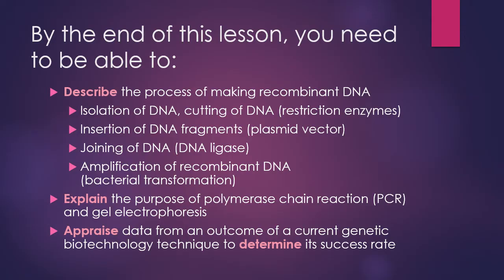So in this lesson, we're going to describe the process of making recombinant DNA. This is a higher level dot point than the previous lesson because it wants you to actually describe the process. So we're going to talk about restriction enzymes, plasmid vectors, and DNA ligase to do these processes, and then how bacterial transformation works. You need to explain the purpose of polymerase chain reaction, PCR, and gel electrophoresis.